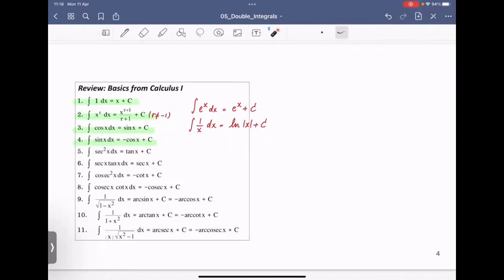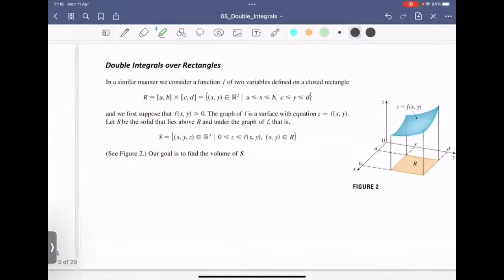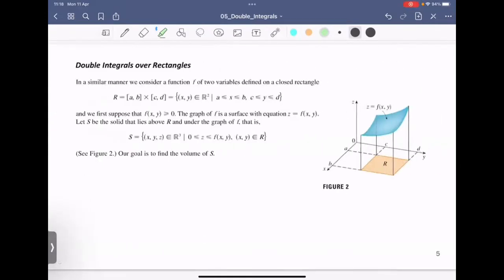So this is all the things that you need to know about the basics in Cal 1. We're going to keep these formulas because you're going to need them to integrate in two dimensions as well. Okay, so that's all the basics. So now let's talk about double integrals over rectangles. So this is what you have.